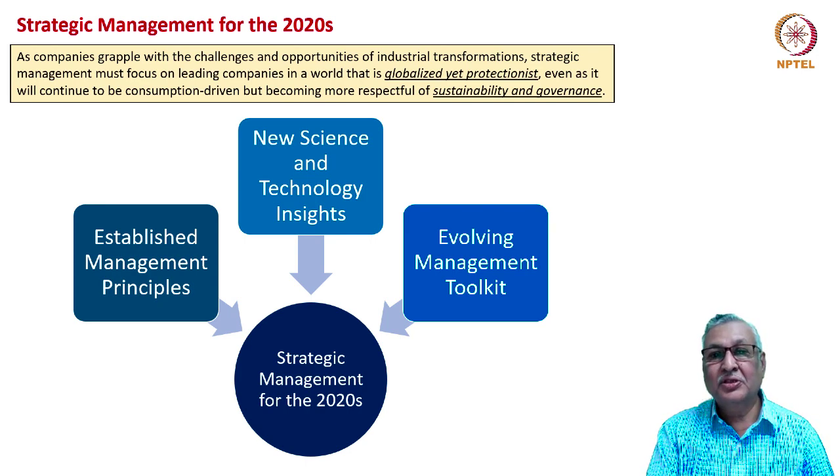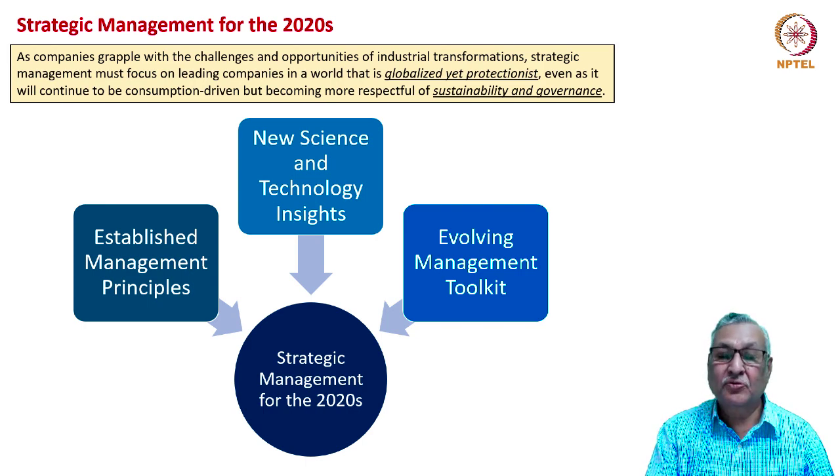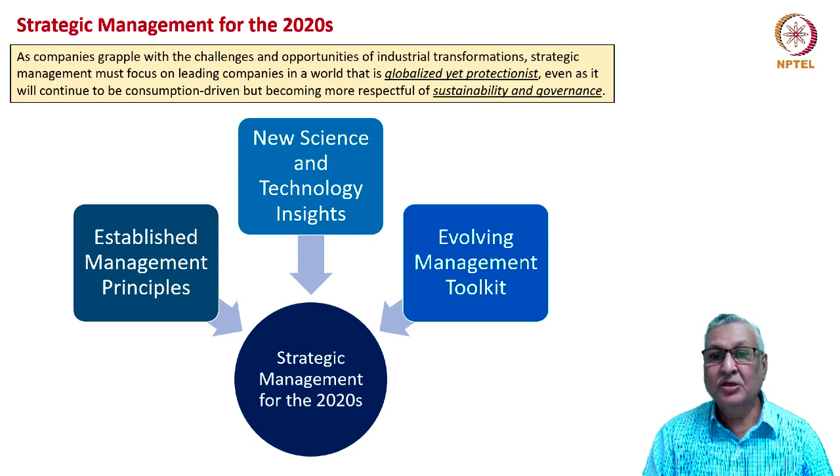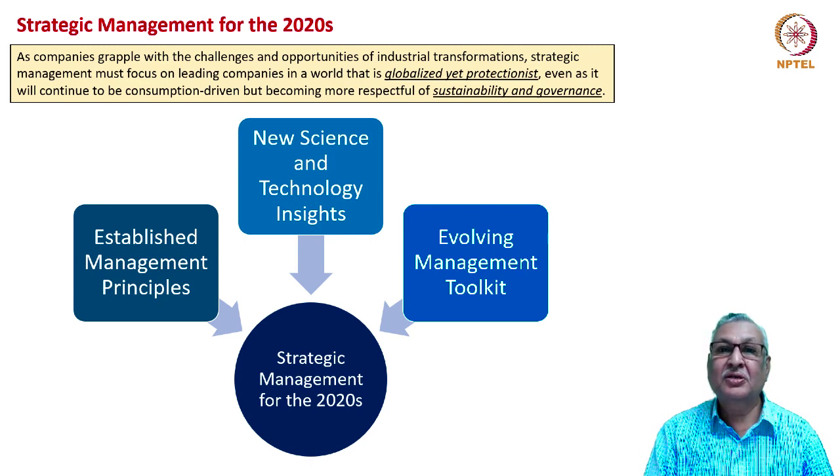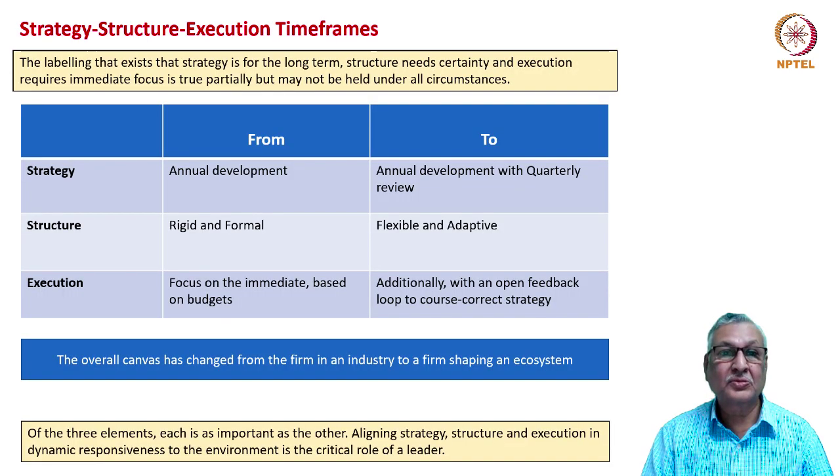As companies grapple with the challenges and opportunities of industrial transformations, strategic management must focus on leading companies in a world that is globalized yet protectionist, even as it will continue to be consumption driven but becoming more respectful of sustainability and governance. Watch these combinations. The world will be more globalized, but it will also be more protectionist. The world will continue to be consumption driven, but it will be much more respectful of sustainability and governance. Therefore, there are going to be additional opportunities for strategic management and also additional challenges and constraints.